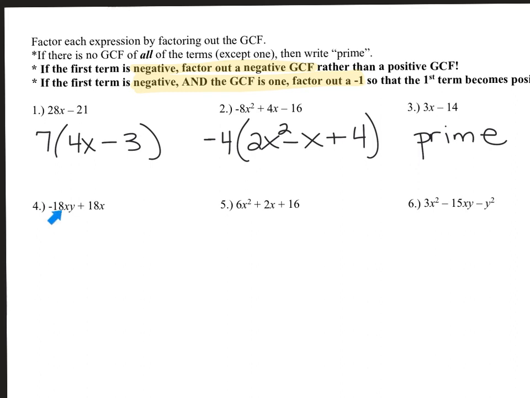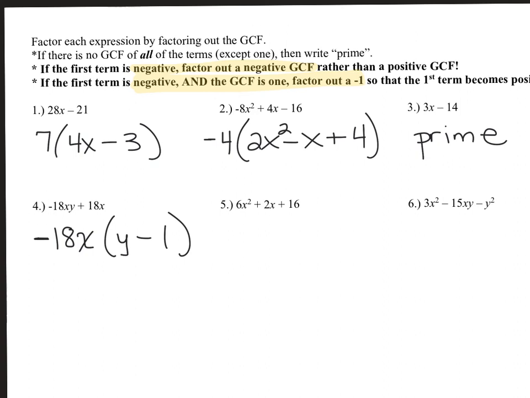So for number 4, notice that there are variables here as well, and the first term is negative. Because the first term is negative, I'm going to pull out a negative GCF, and they have 18 in common, right? So I'm going to pull out negative 18, and they both have an x in common. So the GCF is negative 18x. So I write that number down, and then I divide each term by negative 18x, which is going to leave me with positive y minus 1.